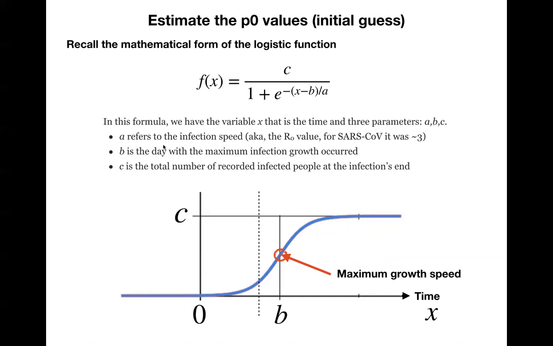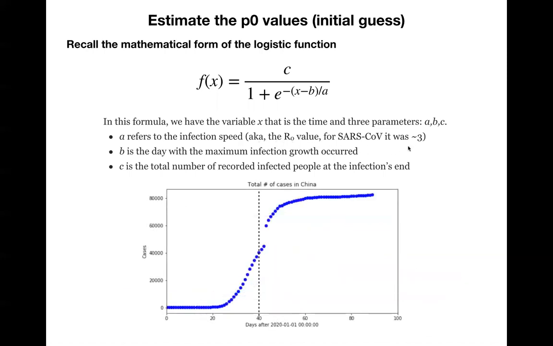You can see that A here is the infection speed, which is R0, so we usually do A equals 3. Now let's come back from this curve to the data, actually from China. This is the total cases from China starting from January 1st. January 1st is 0, and up to now it's about 90. And you can see that it's almost saturated, which means that the pandemic is almost over there.